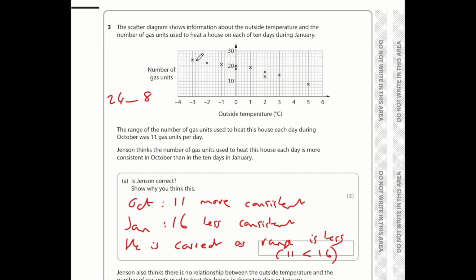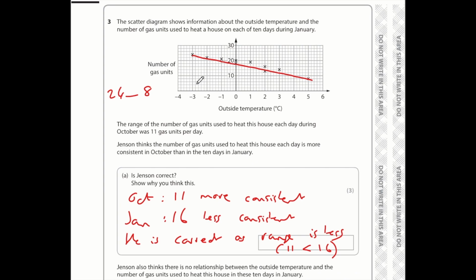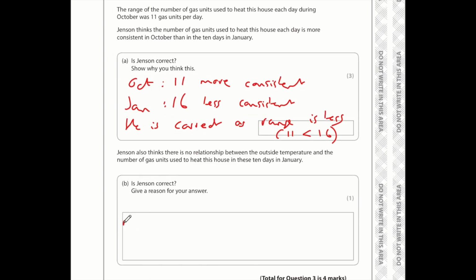Well, a line of best fit is a line that cuts through the middle of the data, trying to keep the dots as close as possible to the line and trying to more or less make sure there's the same number above and below. So the answer is yes, I can draw a straight line. Basically these dots fit a pattern, and that shows negative correlation because this line is going down. So that does show that there is a relationship between temperature and number of gas units. So as the outside temperature increases, the number of gas units sold decreases. So is Jensen correct? No.